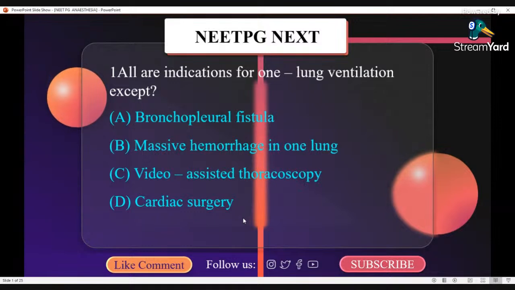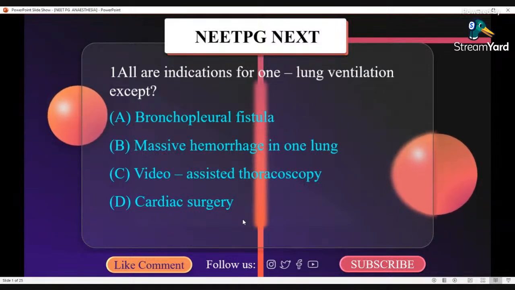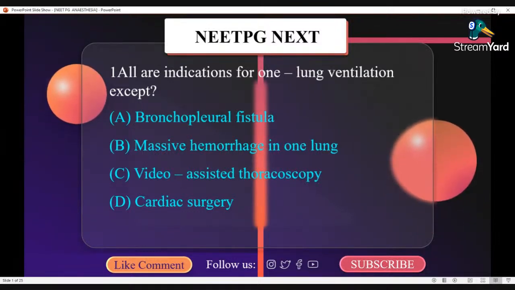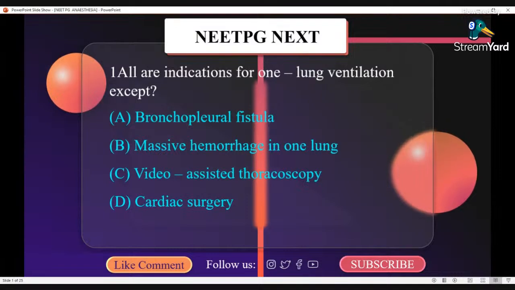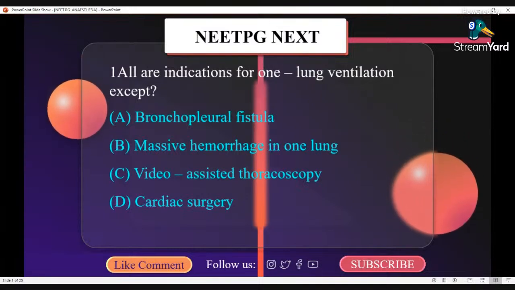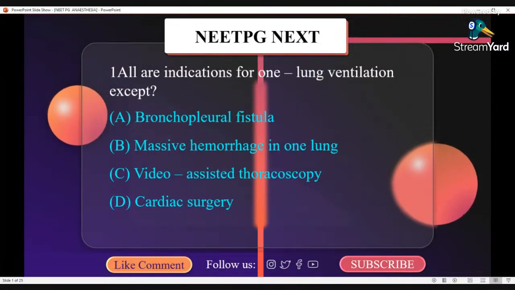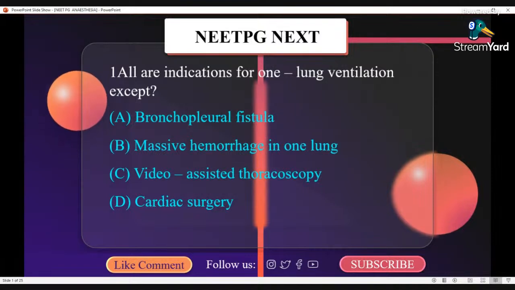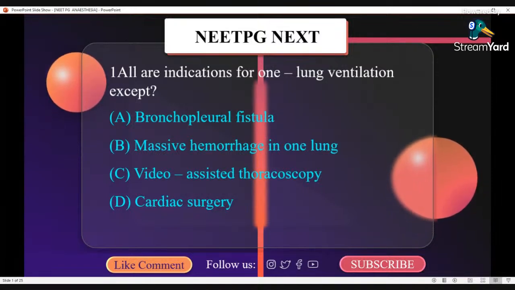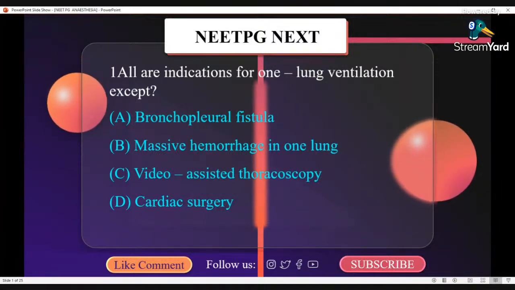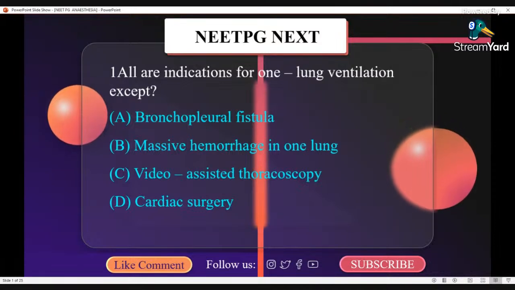Good morning, everybody. Today we are going to study the anesthesia part. Anesthesia is a very important subject as far as NEET PG or National Exit Test is concerned. About 5 to 7 questions will compulsorily come from this portion of the anesthesia. So let us begin with anesthesia.